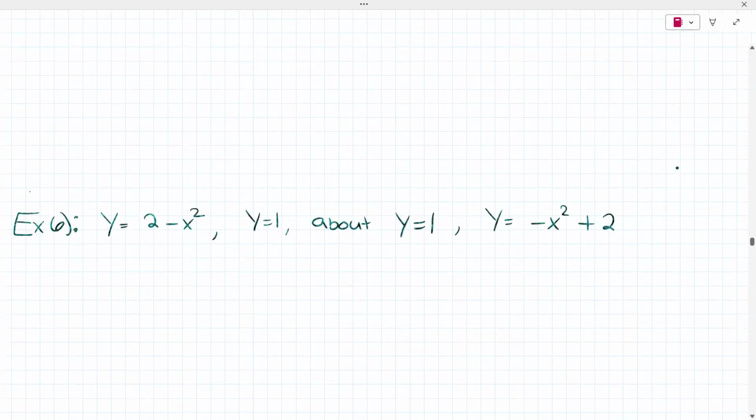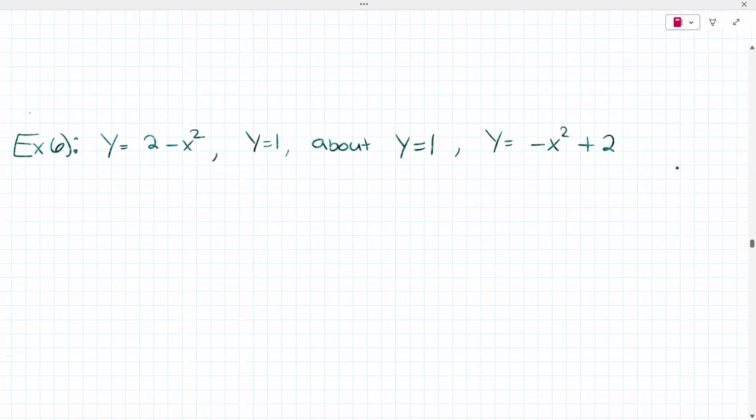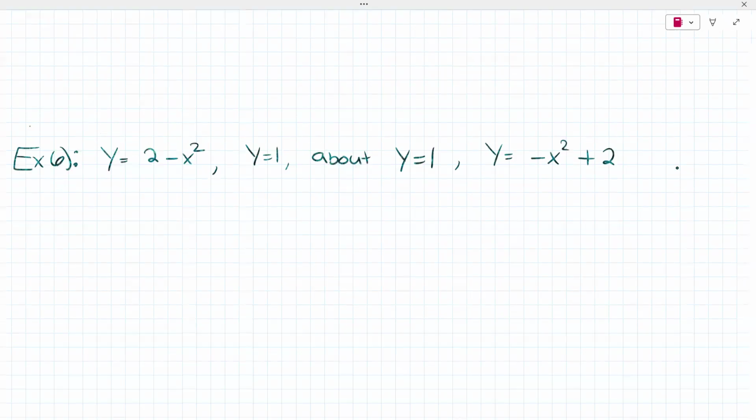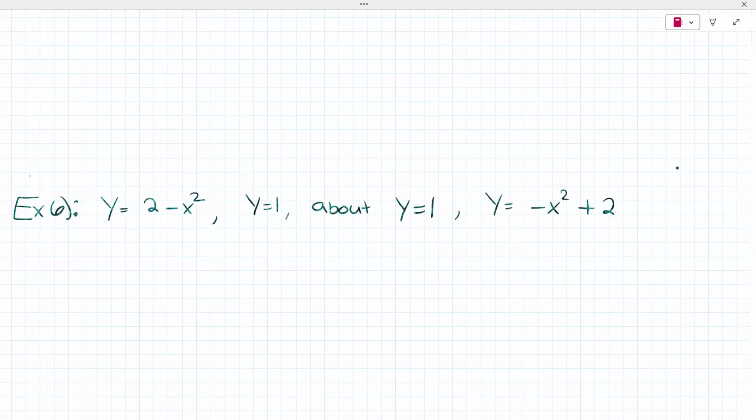Okay, let's move on to example 6. We have y equals 2 minus x squared, y equals 1, and we have to revolve it about y equals 1, and then they give us this other parabola. So we got to start drawing our graphs.